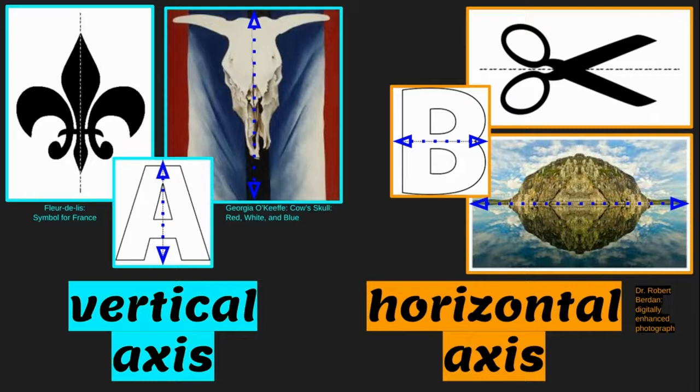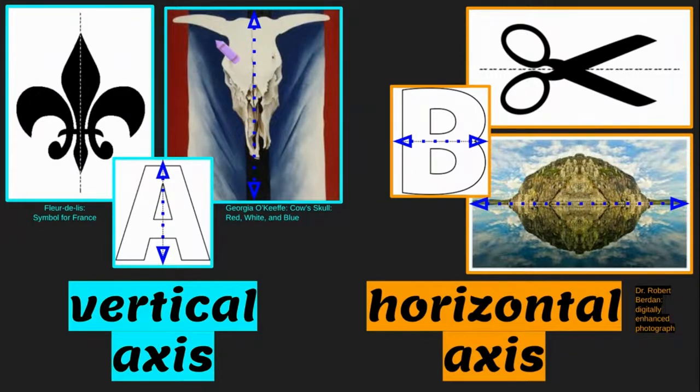Now, here are some examples of 2 types of axis. Vertical, which is the position I told you. The line is vertical, it goes up and down, and the sides are the same from the left to the right. This is a fleur-de-lis. This was a symbol that represented a lily, and it was used a lot in the country of France. The kings and queens would use it a lot.